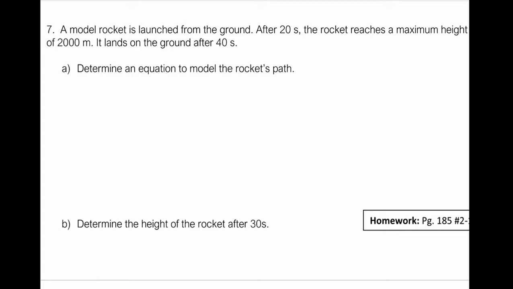So a model rocket is launched from the ground. After 20 seconds, the rocket reaches a maximum height of 2,000 meters. It lands on the ground after 40 seconds. So this one's a little bit more straightforward.